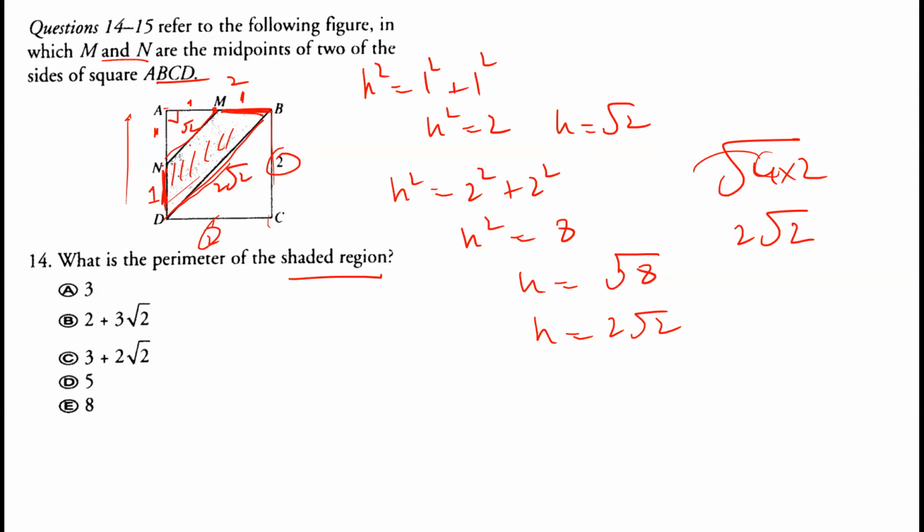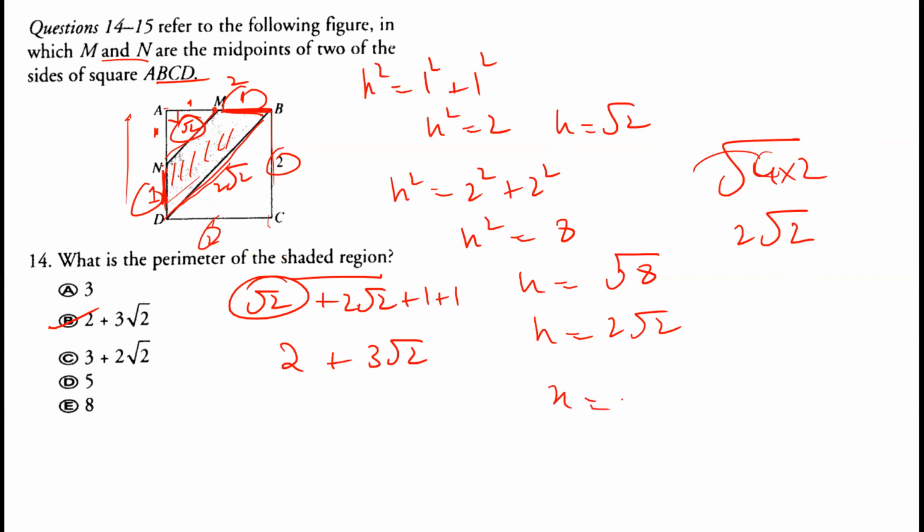Now, one side is under root 2. The other side is 2 under root 2. And we have 2 1s. So we can say 2 plus 3 under root 2. So we have 1 under root 2, 2 under root 2. 2 plus 1 is 3 under root 2. So the correct answer is 2 plus 3 under root 2.